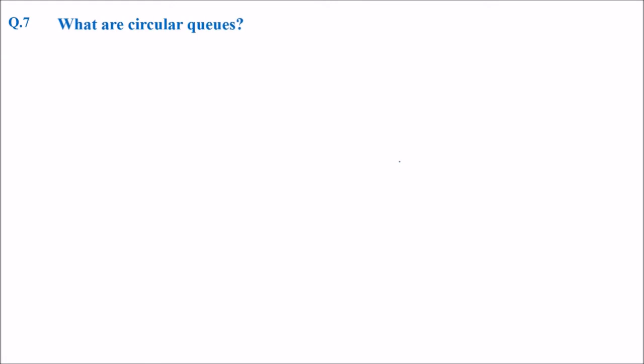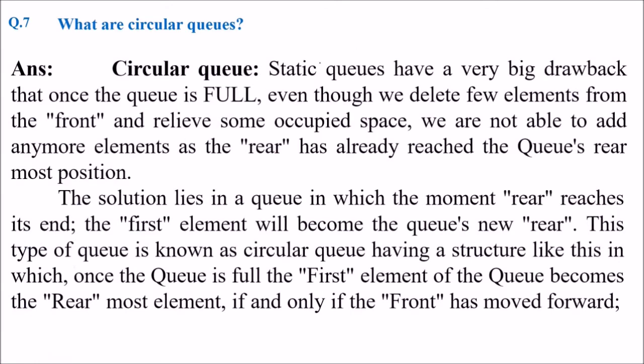What are circular queues? Let us see. A static queue has a drawback that once it is full, even though we delete a few elements from the front and relieve some occupied space, we are not able to add any more elements at the rear. As the rear has already reached the queue's rearmost position, it is already full. You want to delete elements from here, you have space here, but still you cannot utilize it.